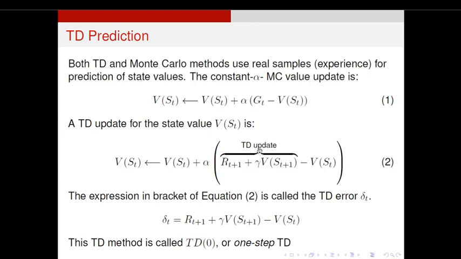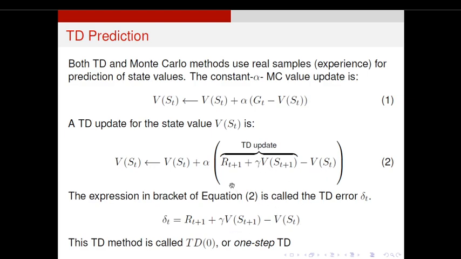This update or return is obtained by moving from state ST to ST plus 1. It is also known as the TD target, RT plus 1 plus gamma into V of ST plus 1. Then this difference, TD update minus current state value, is called the error or temporal error. It is denoted by delta. So delta T, the temporal error at state ST, is equal to RT plus 1 plus gamma into V of ST plus 1 minus V of ST.